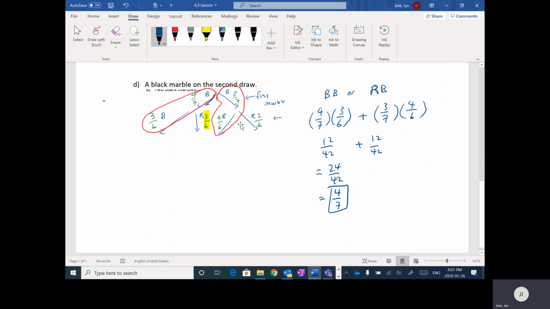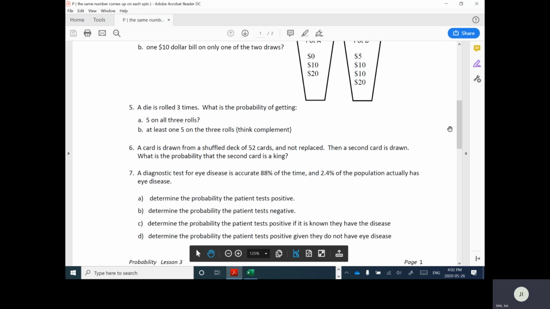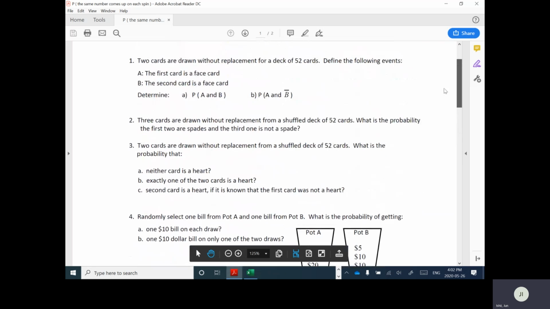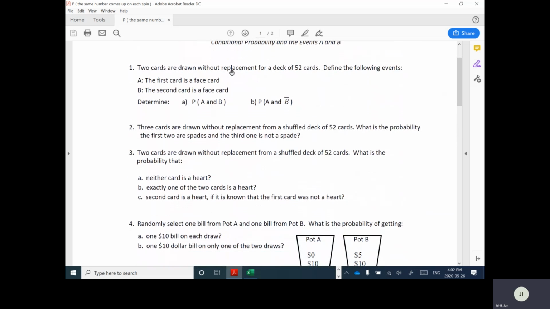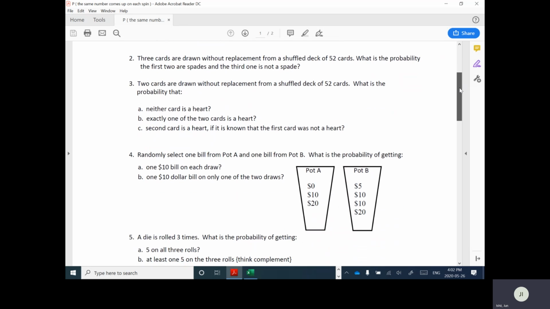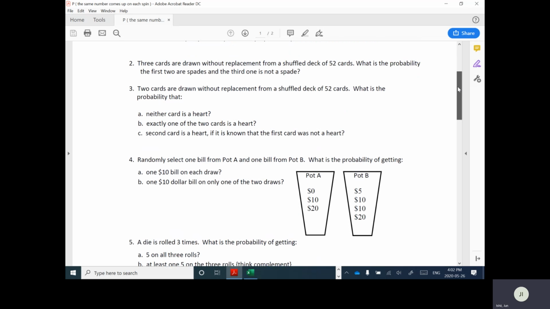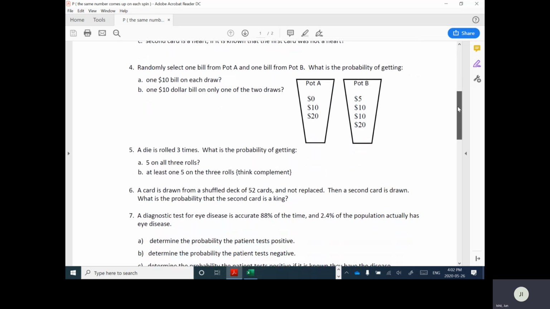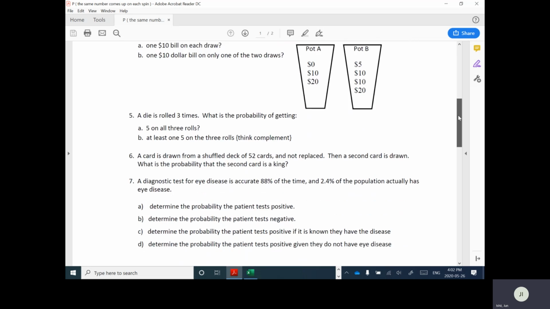That's kind of the deal with these conditional probability questions: you will be drawing a bunch of tree diagrams. Now that being said, let me scroll to the worksheet here. This is the worksheet. There's a bunch of questions that have to do with a deck of cards. So make sure you are familiar with how the cards are distributed.